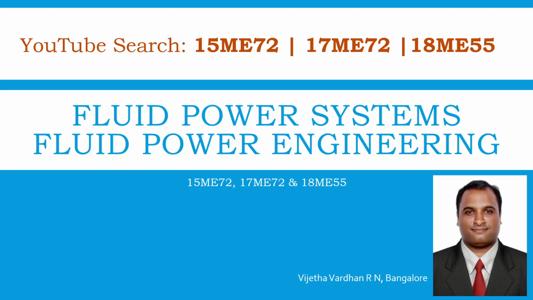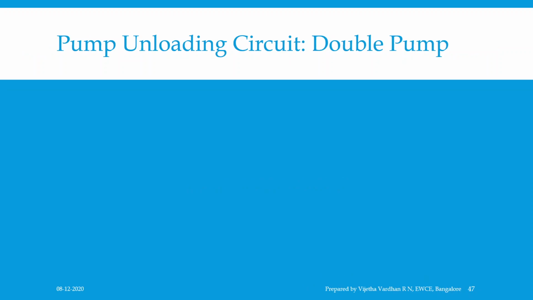Now let's start session number 31, which is based on the pump unloading circuit. What is called a pressure unloading valve? First we will understand, then we will proceed further. A pressure unloading valve unloads the fluid energy at a lower pressure, whereas a pressure relief valve requires full system pressure to unload the energy, which results in a high quantity of energy loss.